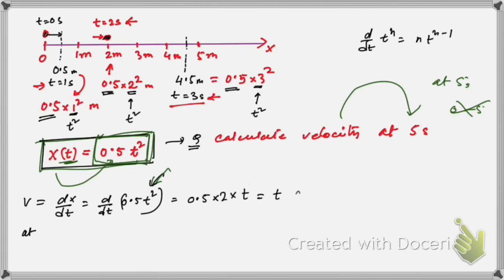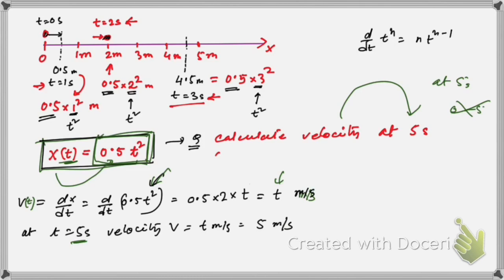So this is meter per second, right? So t meter per second is the velocity we have got. This is the velocity at time t. Now what will be the velocity at 5 seconds? So just replace this t by 5. The velocity at 5 seconds is going to be 5 meter per second.